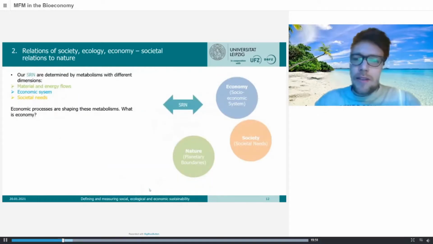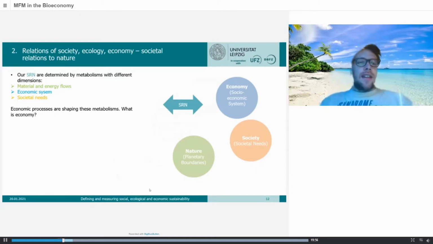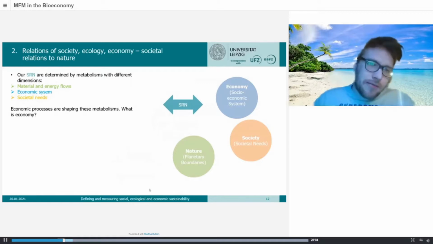So let's have a look at how social relations to nature are actually determined. Our social relations to nature are determined by metabolisms, and those metabolisms have different dimensions. There are material and energy flows, we have our economic system, and we have those social needs. The form of our metabolisms, the form of our social relations to nature, is shaped by economic processes.